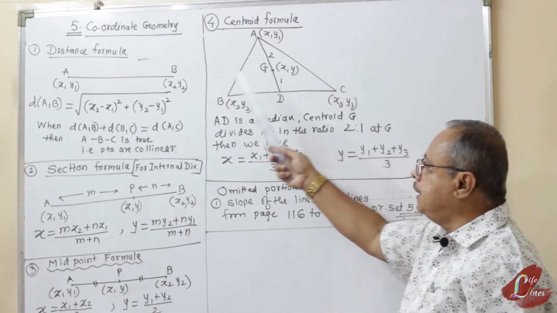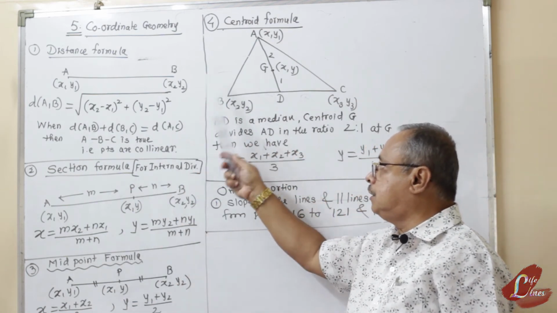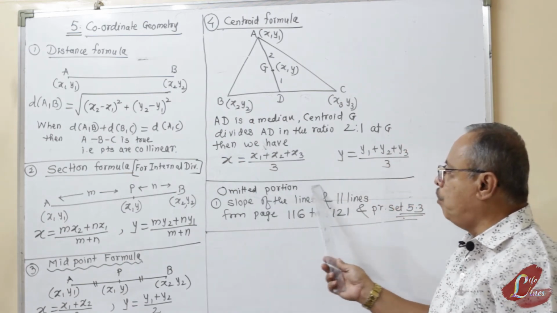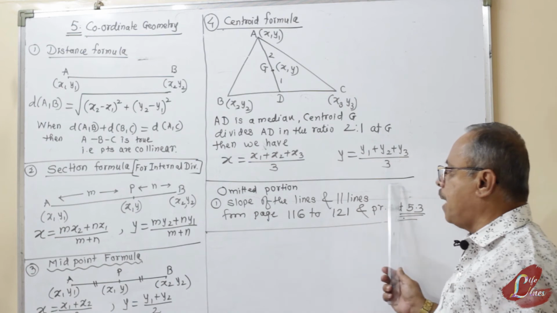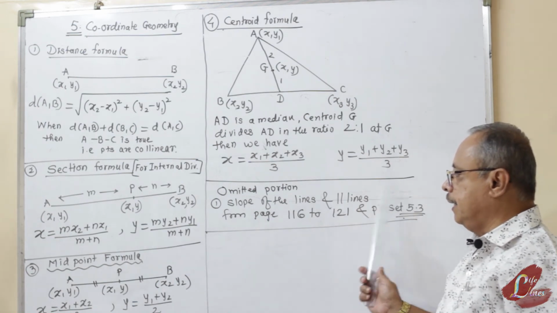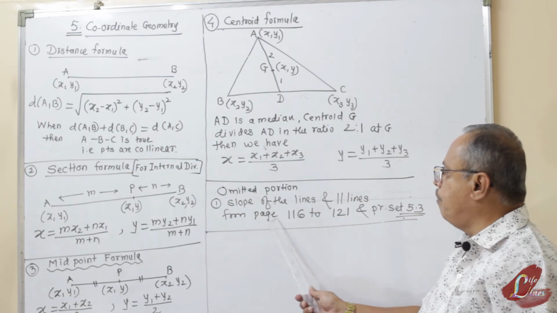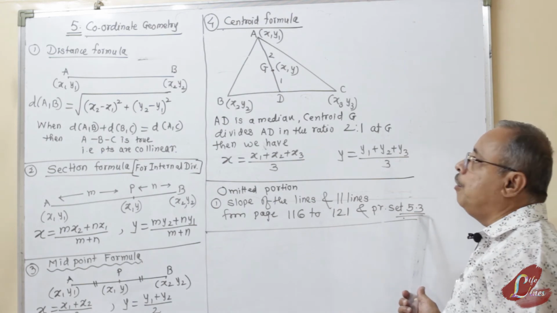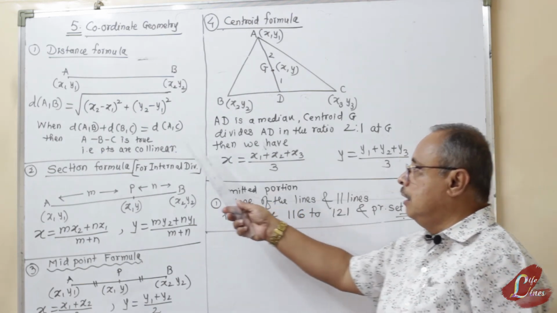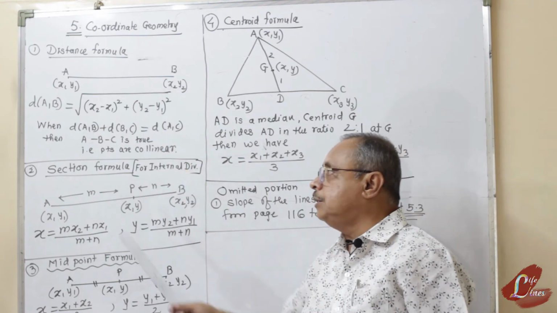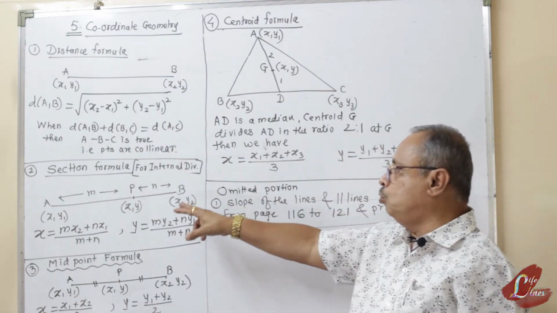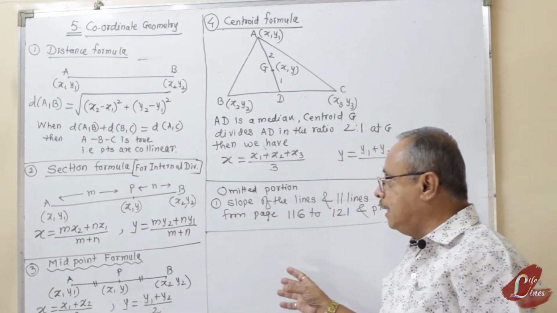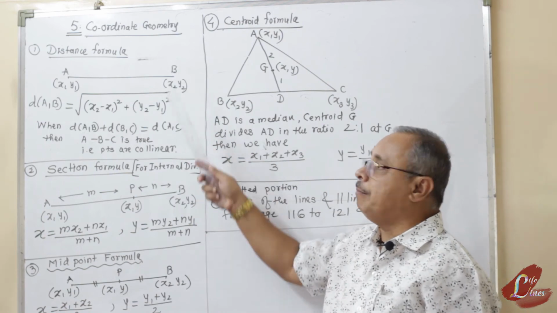The complete chapter is based on these four formulae. In 5.3, the omitted portion is the slope of lines and parallel lines, which we have omitted this time, that is from page number 116 to 121, so practice set 5.3 is not there. This is a chapter which is very simple. We only have to substitute the values in the formula and find the answer to pass it and get maximum marks. This chapter is very simple.